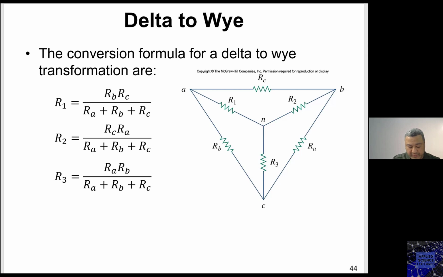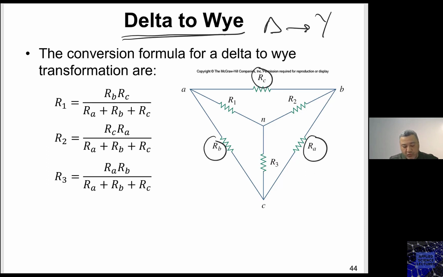So again, you have here the delta. We're going from delta to Y. In this case, you have the delta. Those are given to you, RA, RB, and RC. When you draw the Y inside, you pick R1 such that it is looking to RA like this. You pick R2 such that it will be looking to RB, and you pick R3 here such that it is looking to RC.